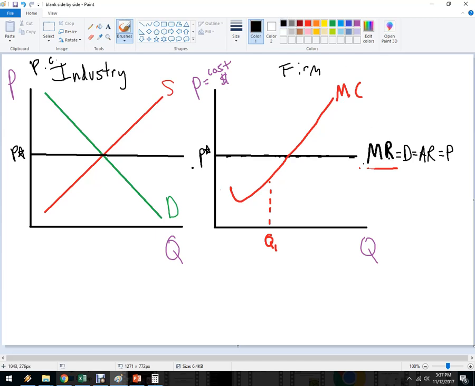There. So much clearer. Okay. I'm basically going to produce up to here, right? This is going to be profit maximizing. I'm going to call this Q star. Okay, so this is what the firm is going to choose to produce.